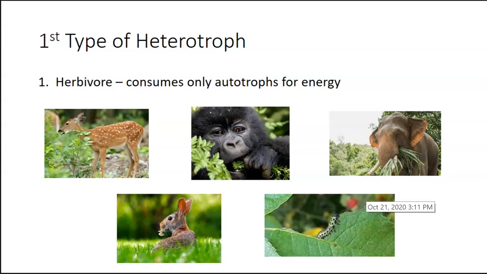So the first type of heterotroph is an herbivore. An herbivore is something that consumes only autotrophs for energy, so they eat plants. So you have things like deer, gorillas, caterpillars, rabbits, elephants. Those would all be considered herbivores because they only eat plants for their energy.